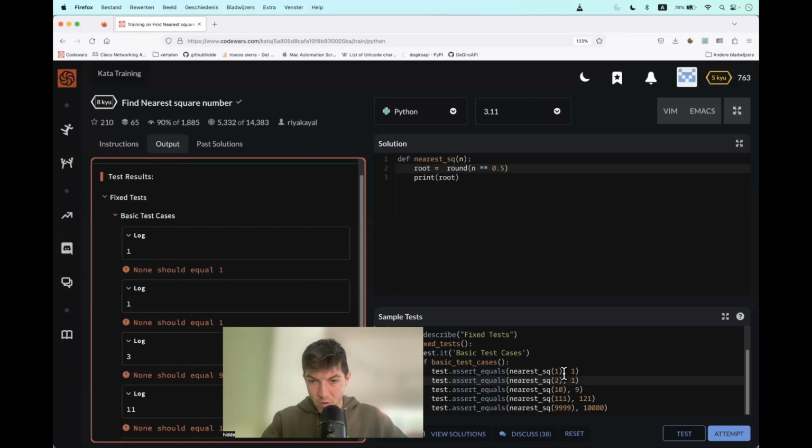And let's have a look to the right side. When we multiply 1 by the power of 2, we get 1. When we multiply another 1 by the power of 2, we get another 1. When we multiply 3 by the power of 2, we get 9. And when we multiply 11 with the power of 2, we get 121. Let's have a look here and test it out.